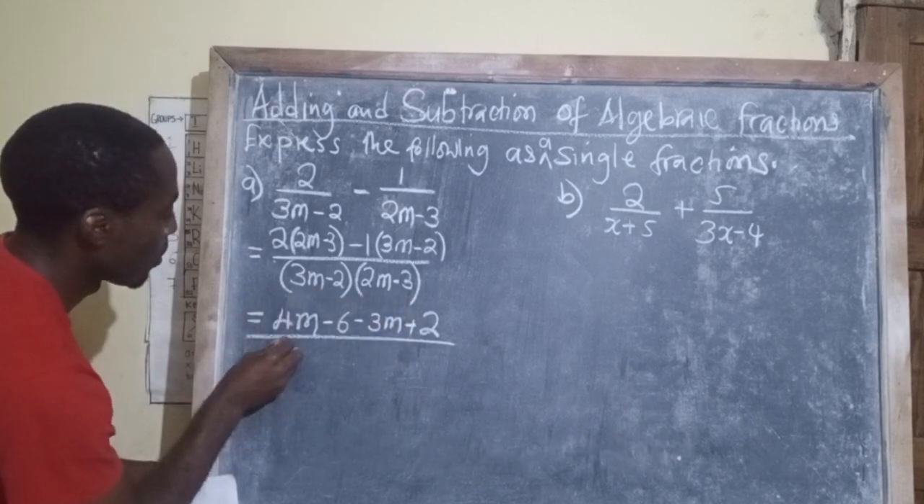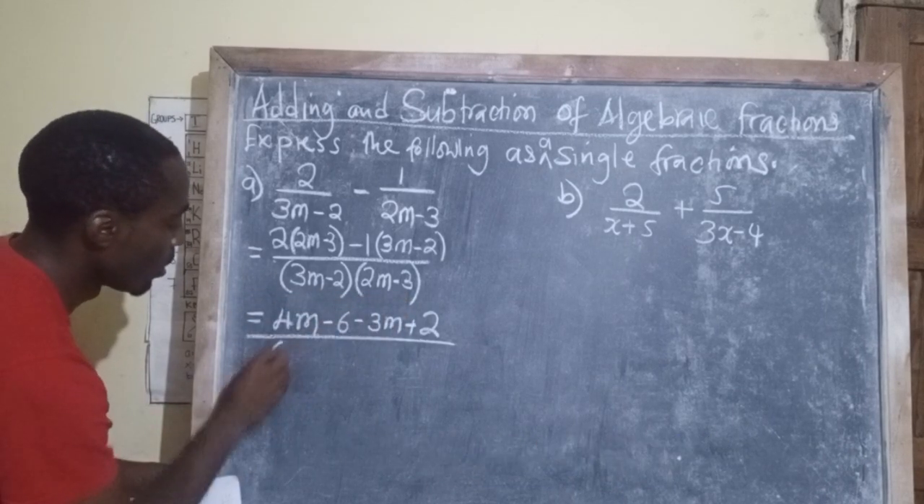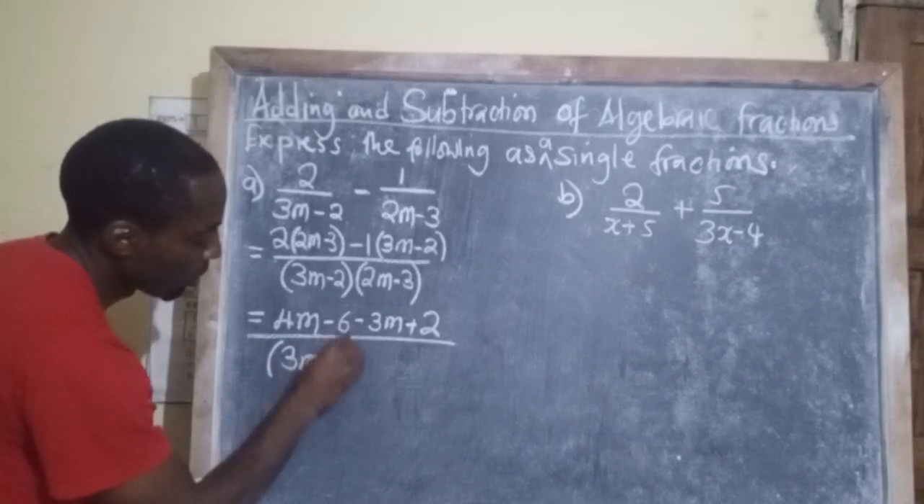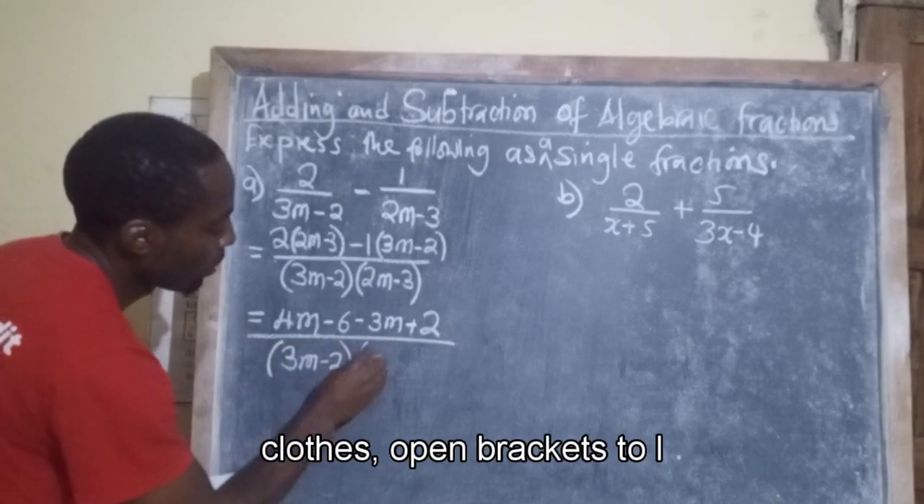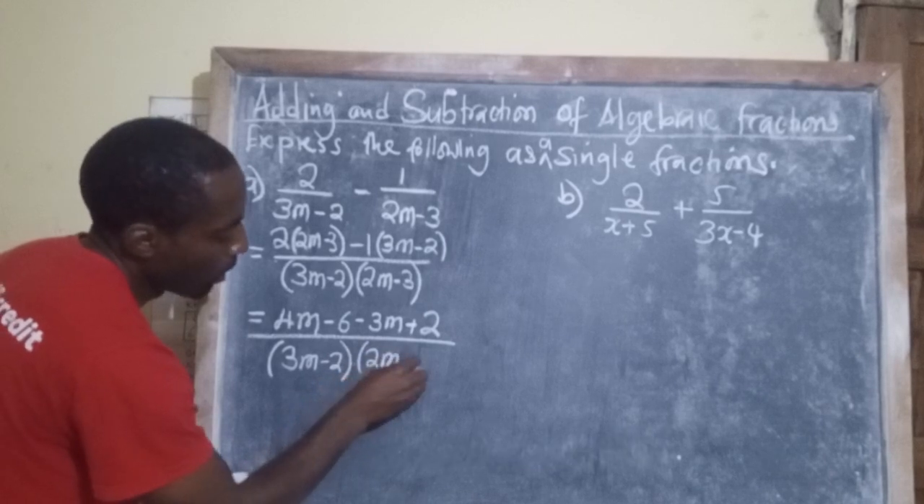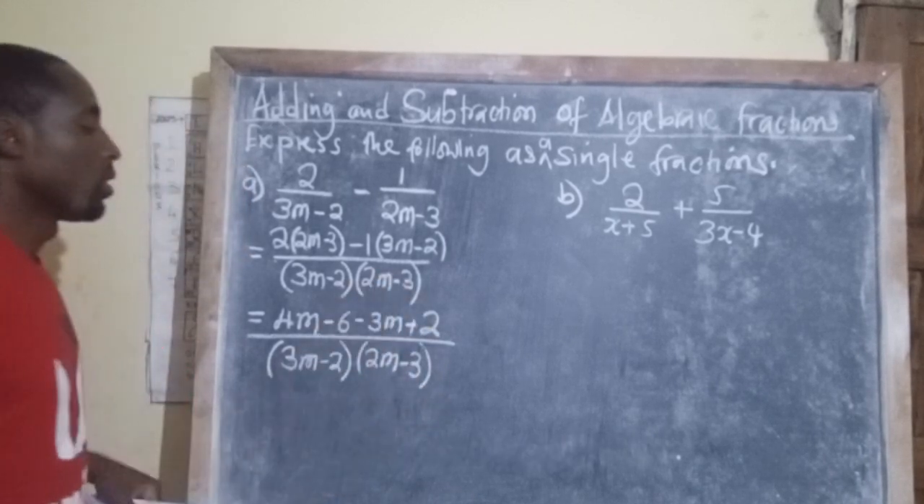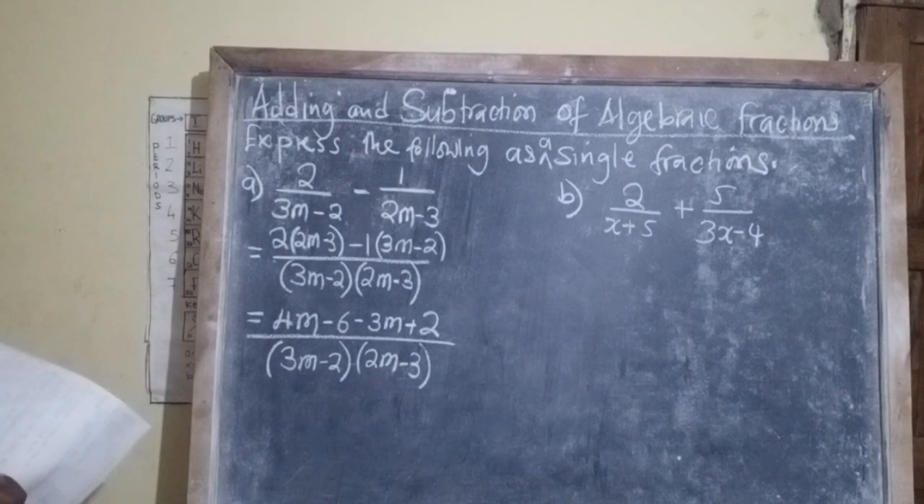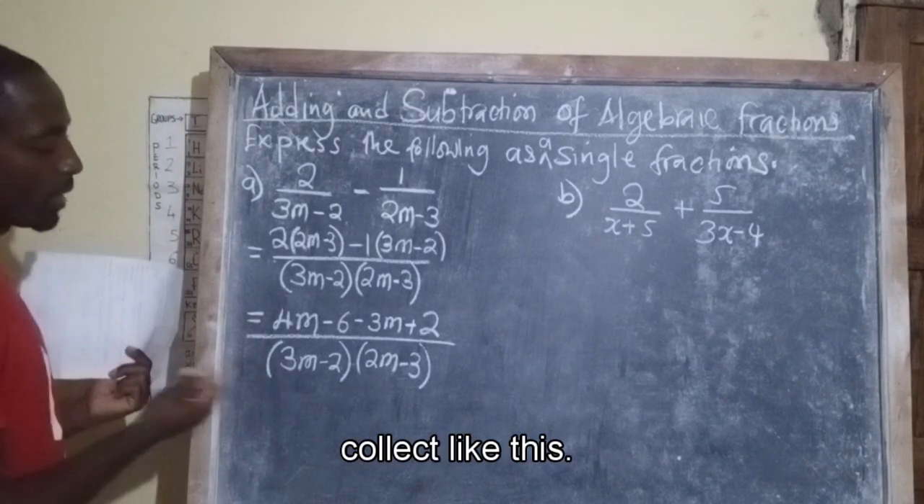Okay, so this will not change, we will maintain it. So this will be 3m minus 2, we close, open brackets, 2m minus 3. Okay. Then from there, we are going to collect like terms.